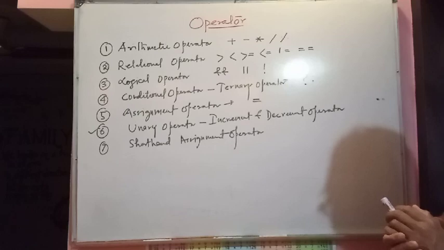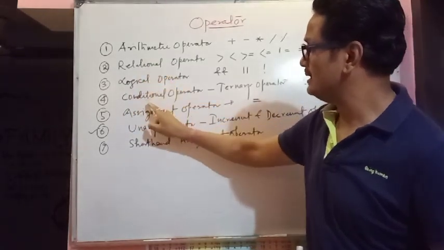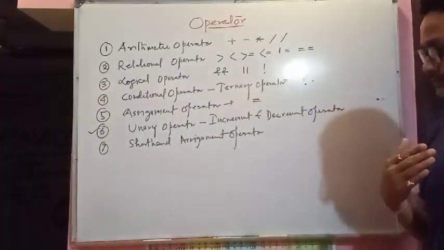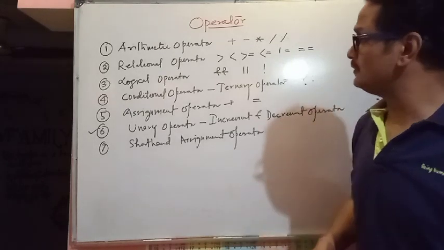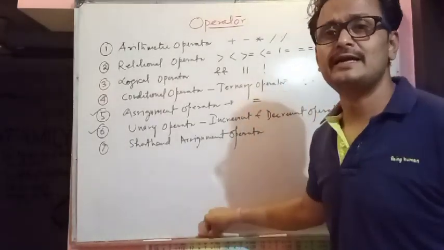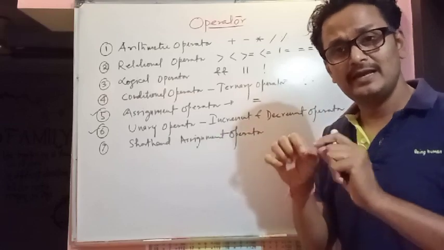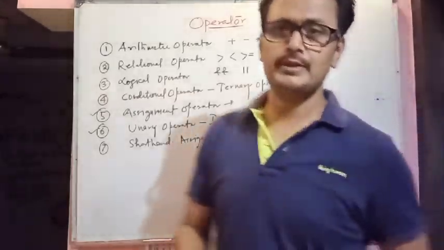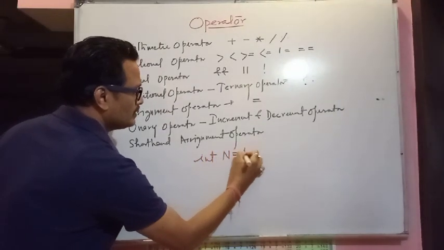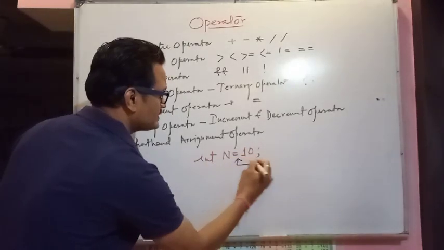Today I am explaining the rest of the things: relational operator, logical operator, conditional operator, assignment operator and shorthand operator. I am going to start first with number 5, the assignment operator. Assignment means it will assign a value, in a variable. That's all. For example, if you write integer n is equal to 10, this equal to is your assignment operator.